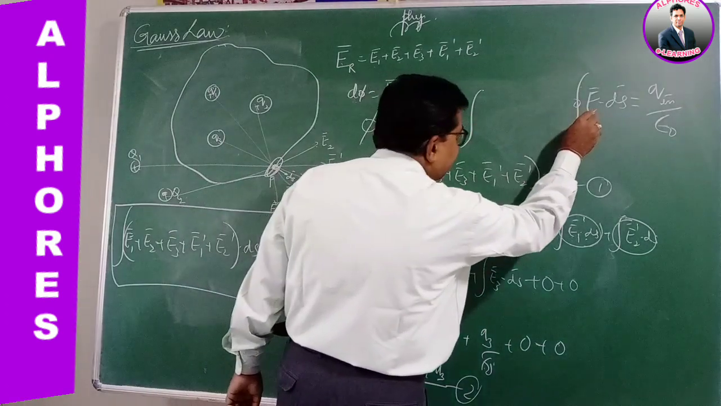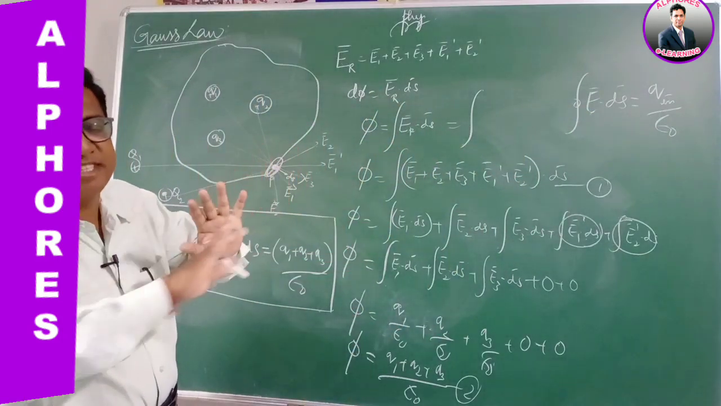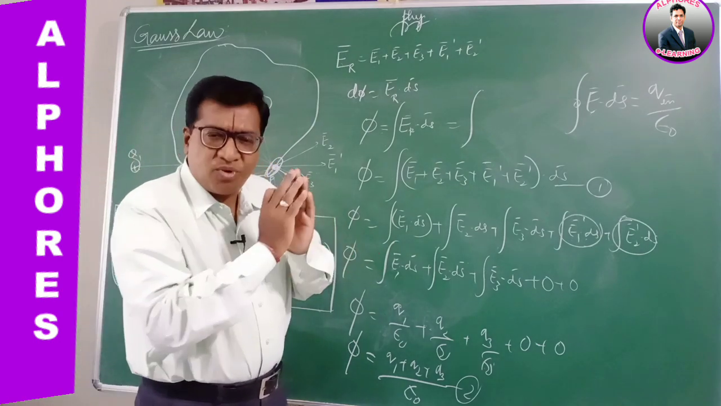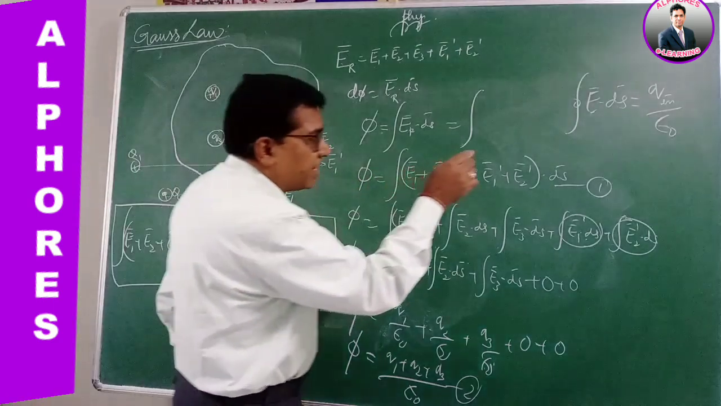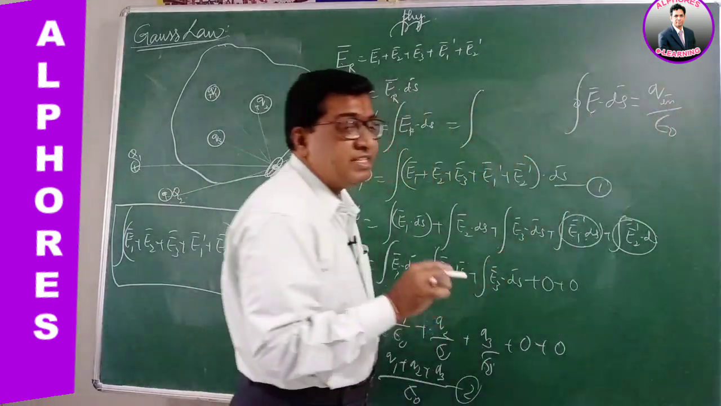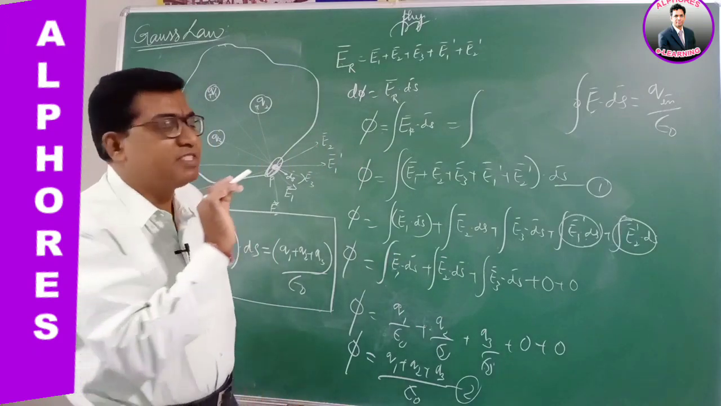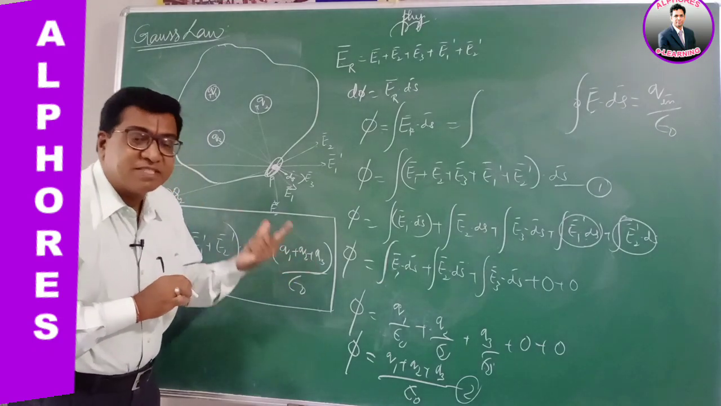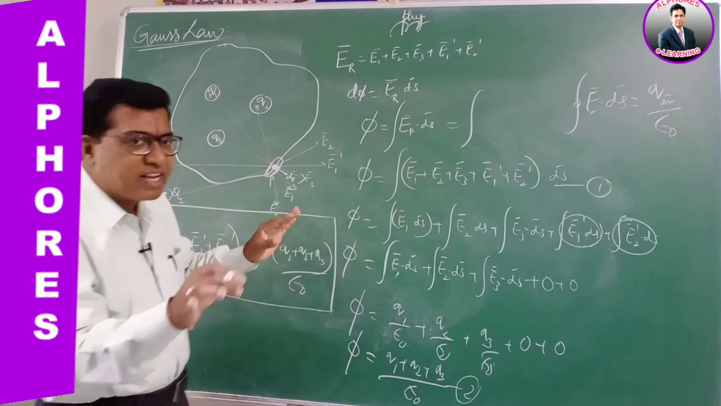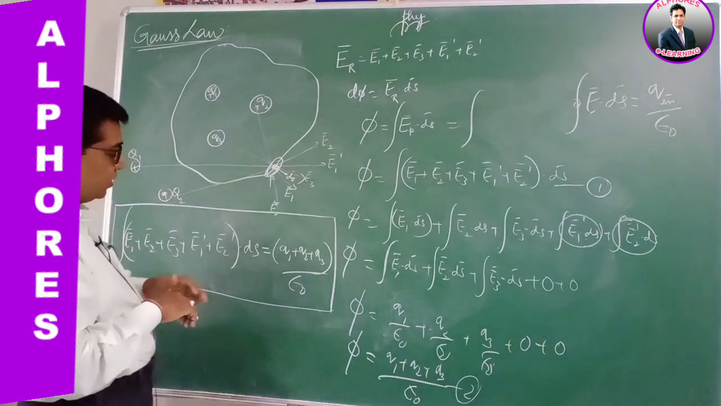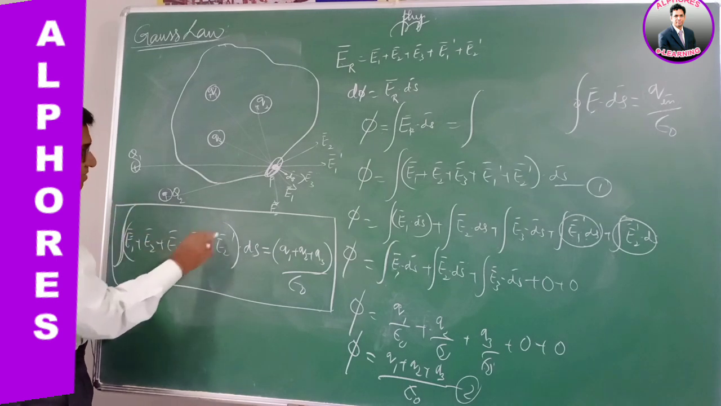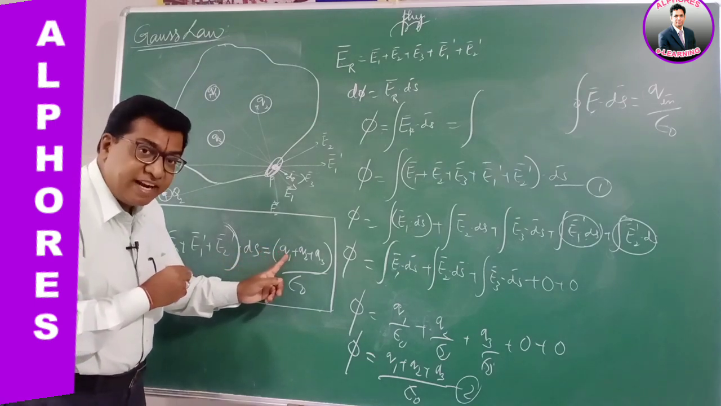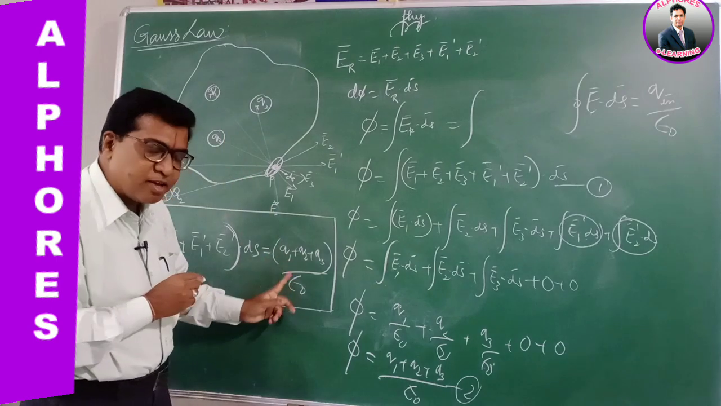E represents the resultant electric field due to all the charges present in the vicinity, whether they pertain to the Gaussian surface or not, we are not bothered. It is a field due to all the charges. But Q here pertains to only those charges which are present inside the Gaussian surface. We do not consider the charges which are present outside the Gaussian surface. So the integral of the total electric field due to all the charges dot ds is the total net charge present inside the Gaussian surface by epsilon naught.